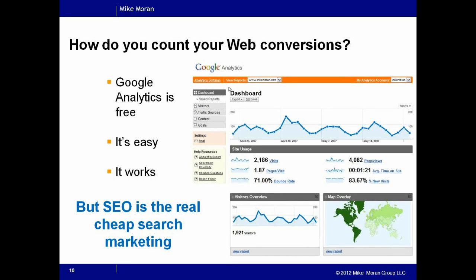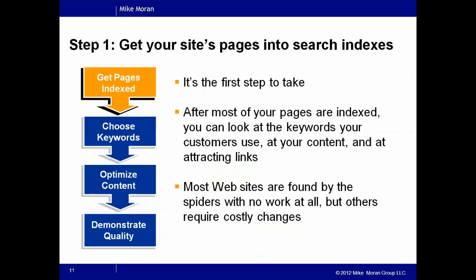And organic search is what we're going to spend most of the time on, SEO, because you don't have to pay the search engines for every click. So this is the place that you really have a chance to save money on search marketing. So let's look at the 4 steps for SEO.